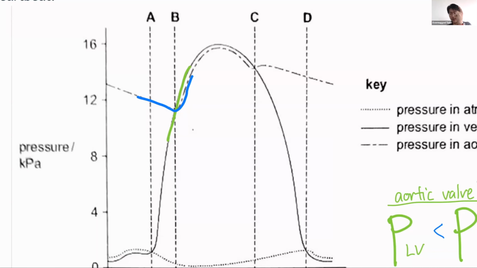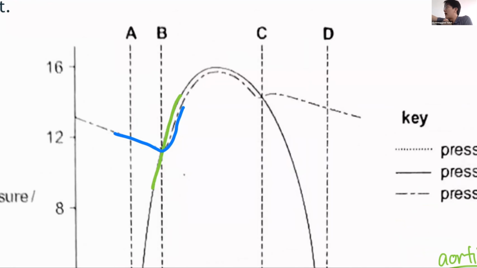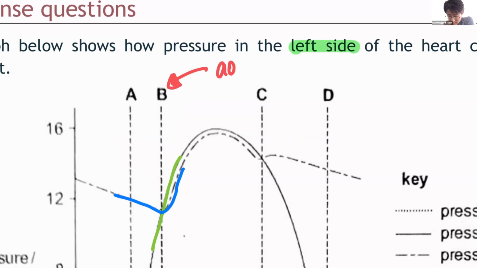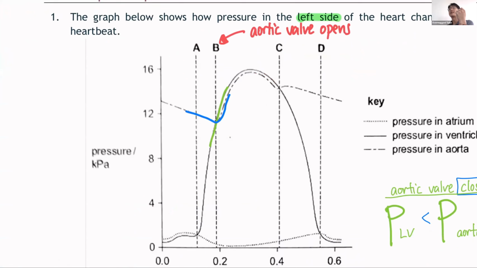Look at this. Based on my discussion with Ife, at B, the valve opens. Then only after B can I have the first close scenario. Does that make sense? And therefore, at C, I have my aortic pressure greater than LV pressure, and hence the answer is C. Oh, look at that. What fun to have with understanding this graph.